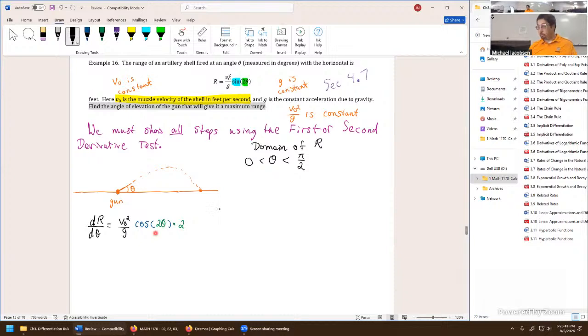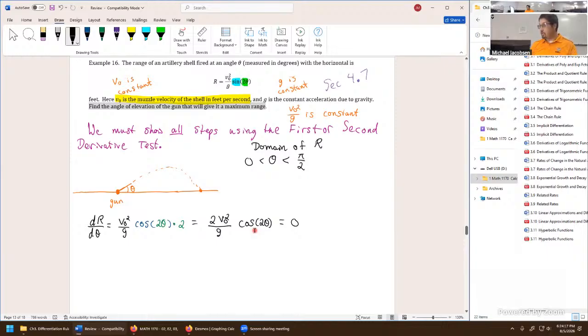Okay, we can simplify this a little bit more by just moving all the constants off to the left. This is altogether twice v naught squared divided by g multiplying cosine 2 theta. And what we're really going for after we find the derivative is the critical number, which means we set it to 0 and solve. So we want to know, when is cosine 2 theta times a constant equal to 0? That's not too bad of a problem.